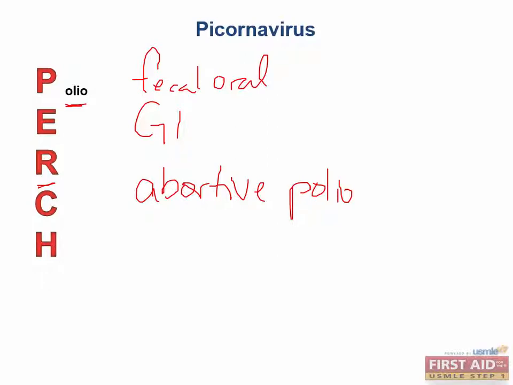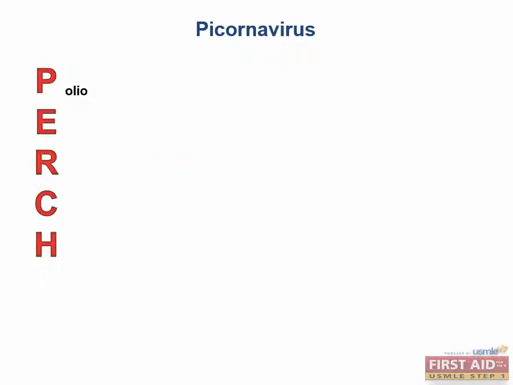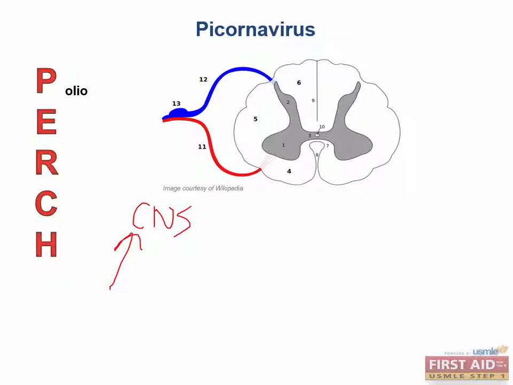However, in unlucky individuals, the virus can enter the central nervous system and cause the infamous paralytic poliomyelitis, which we all associate with polio. Paralysis occurs because the virus preferentially infects and damages the anterior motor horn cells that are located in this portion of the spinal cord.